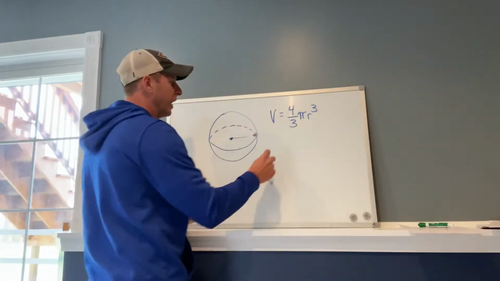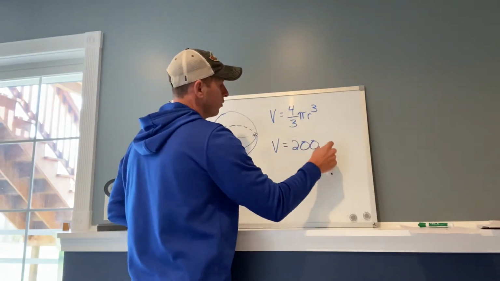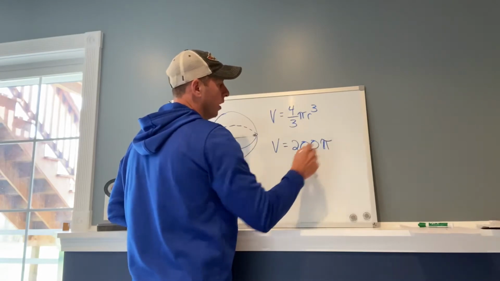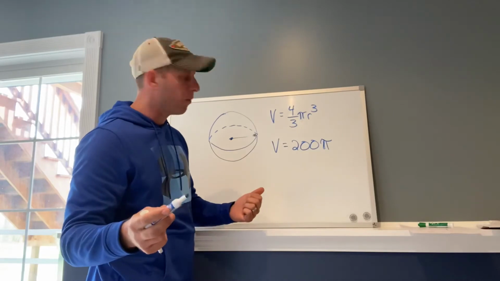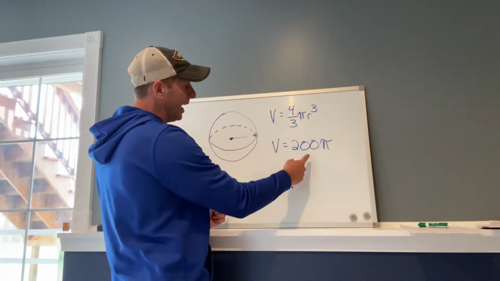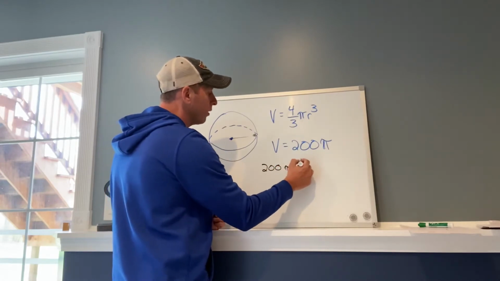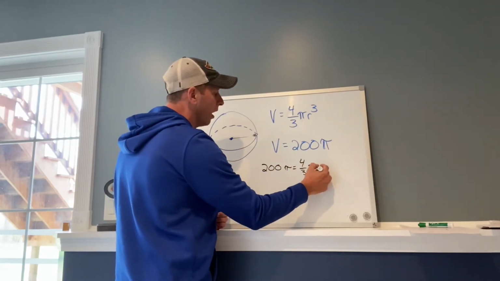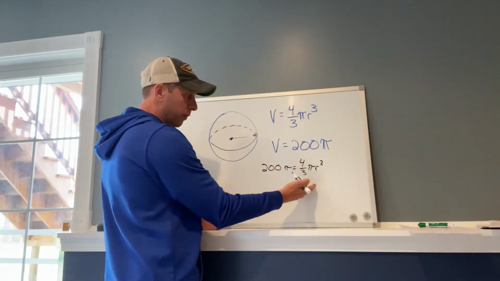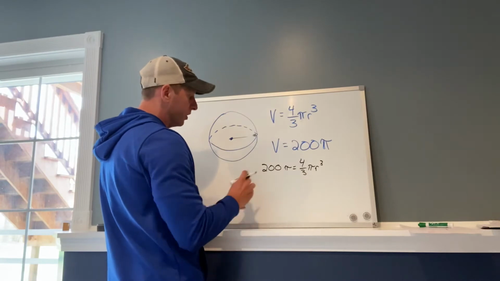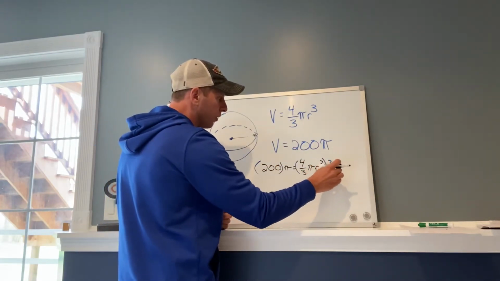All right. Let's go back to the full sphere, and let's say that the volume is 200 pi. I want to know what the radius is. Well, we would work backwards. If the volume is 200 pi, we plug that in for V: 200 pi equals 4/3 pi r cubed. Now we need to get rid of the 4/3. We would divide both sides by 4/3, which is the same as multiplying by the reciprocal, so we multiply by 3/4.